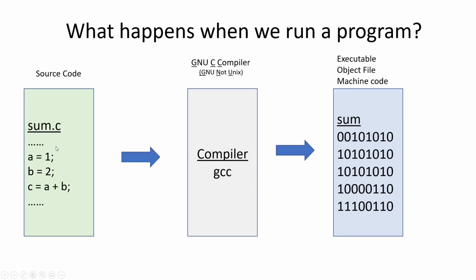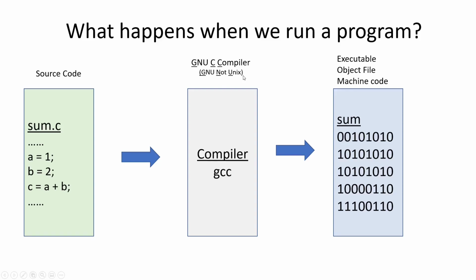All right, so a couple of definitions. This code over here that I write in my text editor and save is the source code. The compiler that we'll be using is GCC. That's the compiler available on the Linux machines in the lab. That's an abbreviation for GNU C compiler. And GNU actually stands for GNU not Unix.